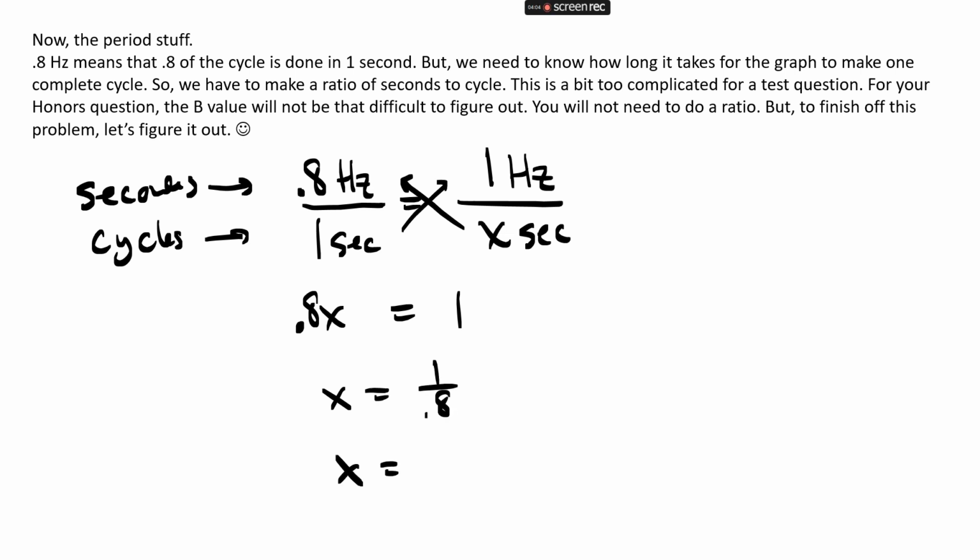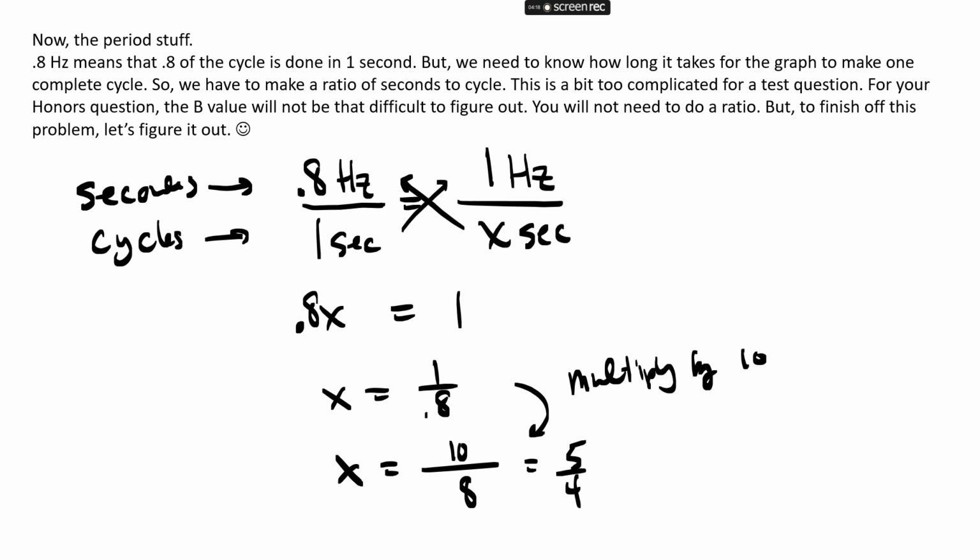Divide by 0.8 gives us this. And then you know what? I've got to multiply by 10 to get rid of the decimal that's stuck inside a fraction. So I'll multiply each part by 10. So we've got 10 times 1, 10 times 0.8 gets you 8. And then we're going to reduce that to 5/4. Yes. Okay, that gives me the period. So it actually takes 1.25 seconds to complete one full cycle. Okay, that's cool there.